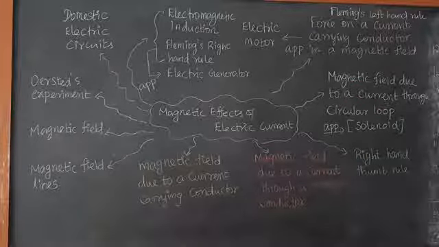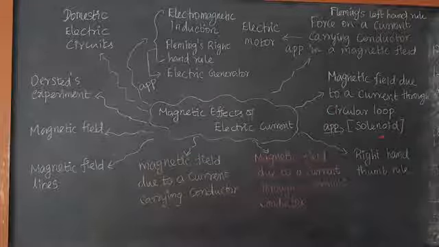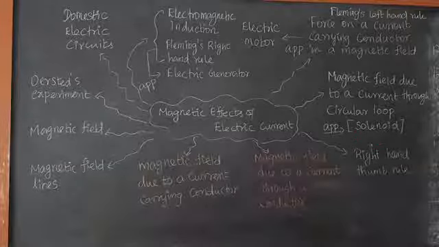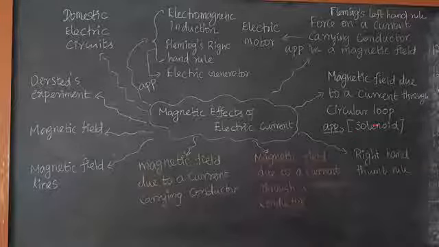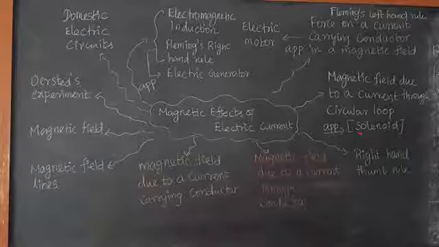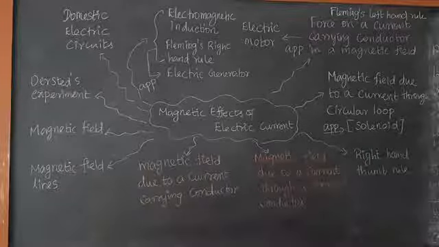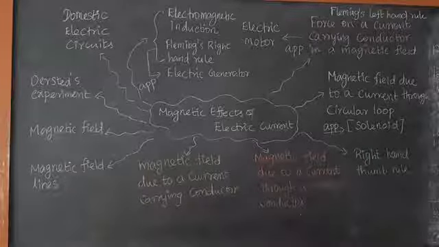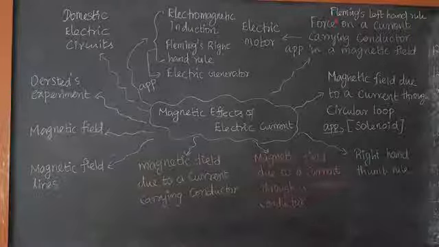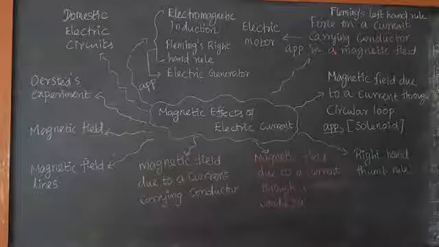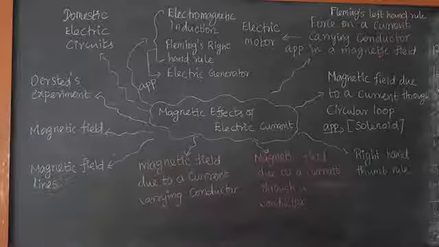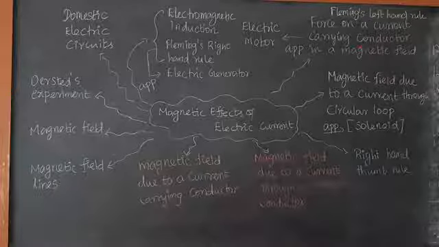And using this circular loop, what is the application? Solenoid, okay. This is the basis, and from this concept the application is the solenoid. And the next one is the force on a current carrying conductor in a magnetic field. That is, a force will be developed when a current carrying conductor is in a magnetic field. So here we have given current as well as magnetic field. At the output we have the force.